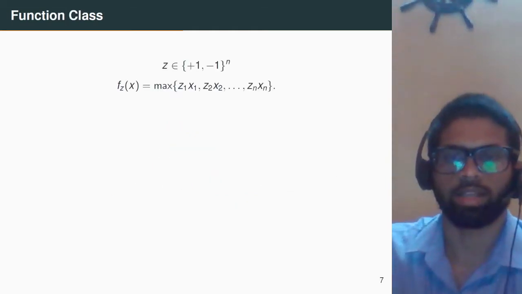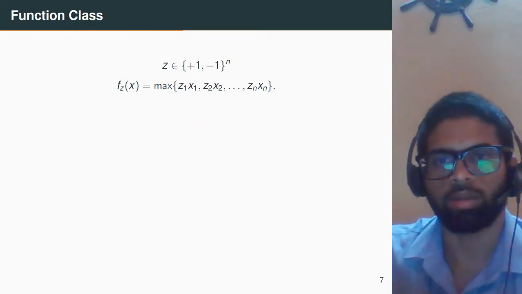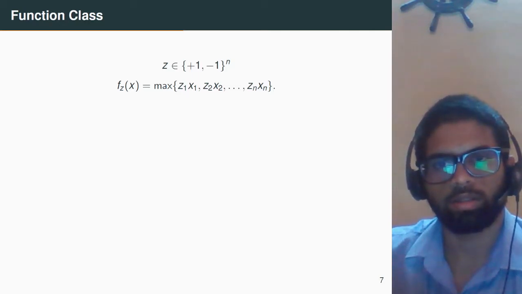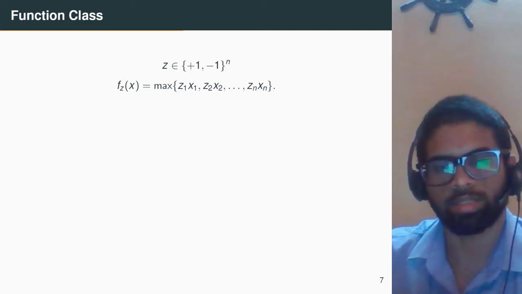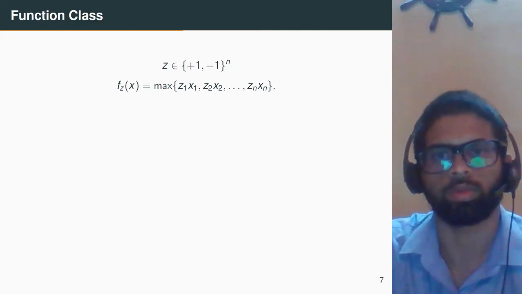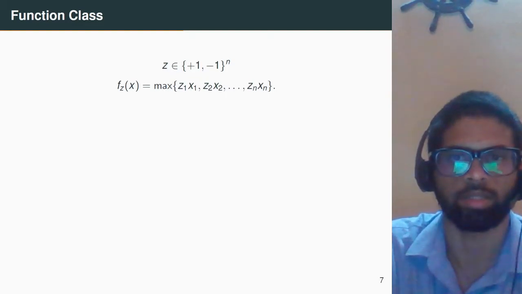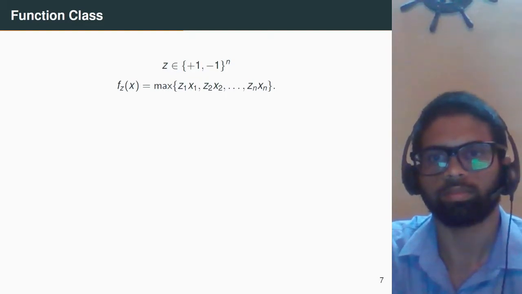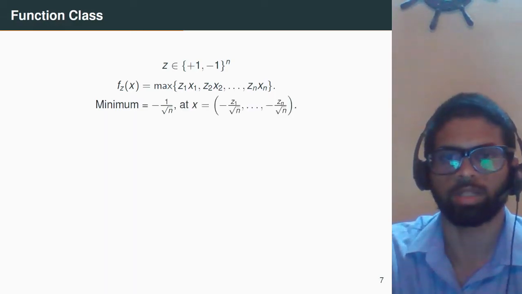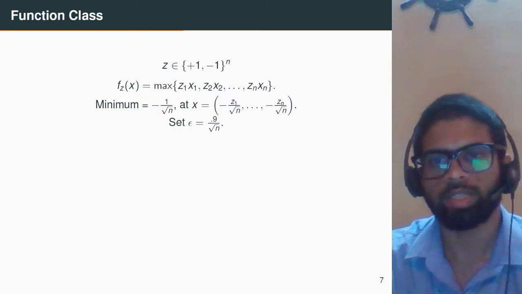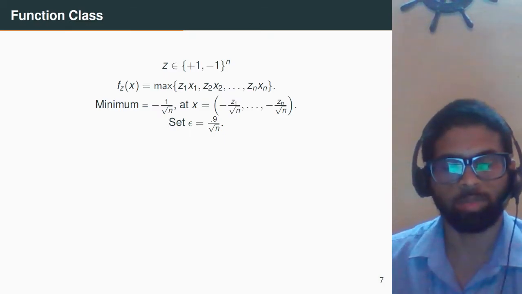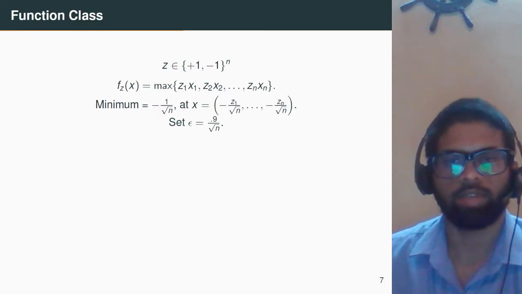So we're going to need a function class over here. We create a function class of 2 to the n many functions, where the difference between the functions is that some of the coordinates are flipped. It's the same as the base function, except that some of the coordinates are flipped, and which coordinates are flipped is specified by this string z. The minimum is still the same, and it's taken at the same point, but with the coordinates flipped appropriately. And we set epsilon to be 0.9 over square root n. A consequence of this is that if you have an epsilon optimal point, its function value is negative.